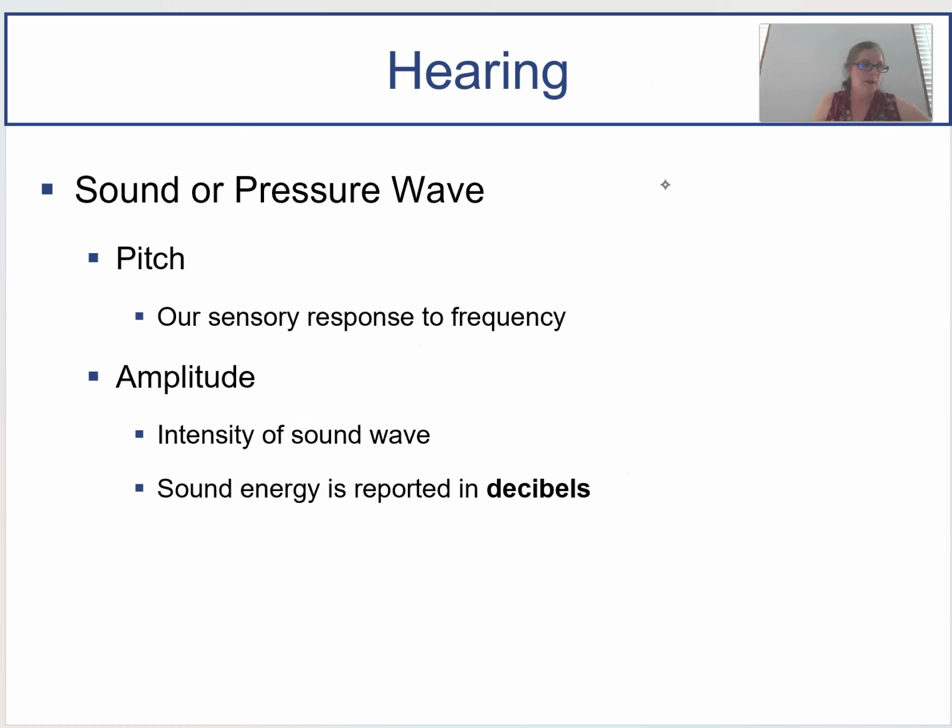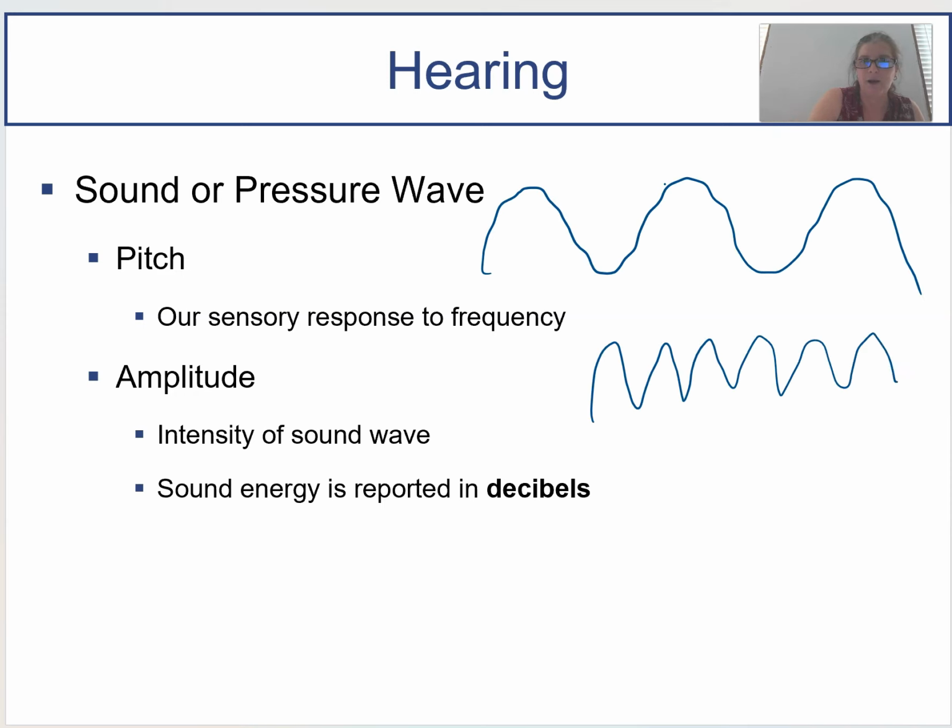Now, just a little bit about hearing. We have sound and pitch and amplitude. So again, sound is just a pressure wave. The pitch is the frequency of the wave. A wave is kind of like this, right? So this would be a higher pitch and a higher frequency because these wavelengths are closer together. So that would be a higher pitch. A lower pitch is slower and more spread out.